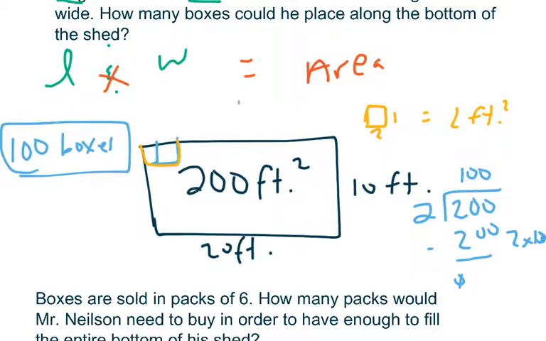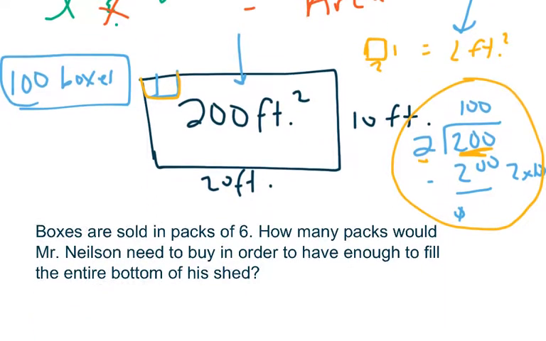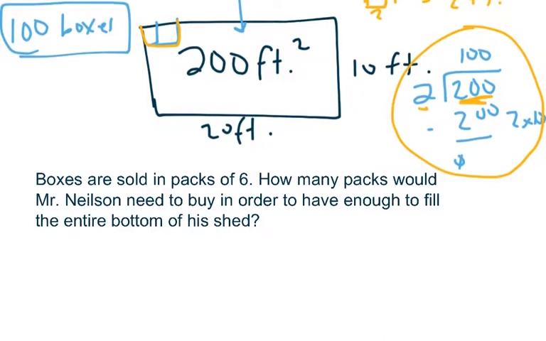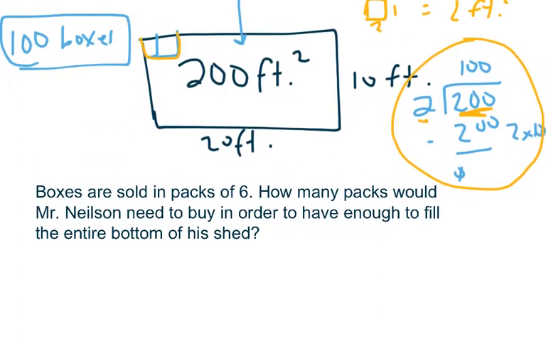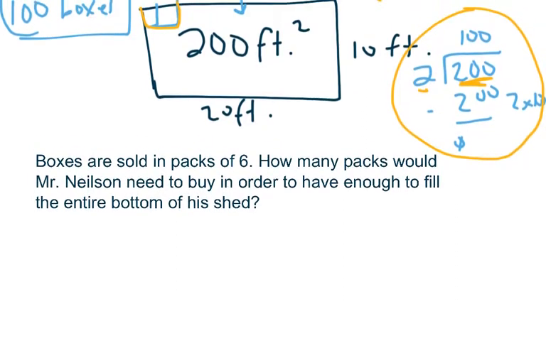So I needed to find the area of the shed and then the area of the boxes, and then, using some division here, I could figure out that I'd have 100 boxes along the bottom of the shed. There's a second part. I need to go buy the boxes. Boxes are sold in packs of 6, and I need 100. How many packs would Mr. Nielsen need to buy in order to have enough?